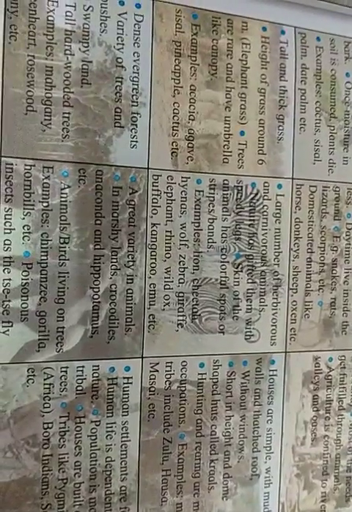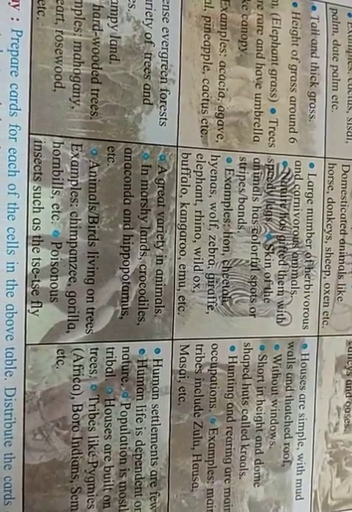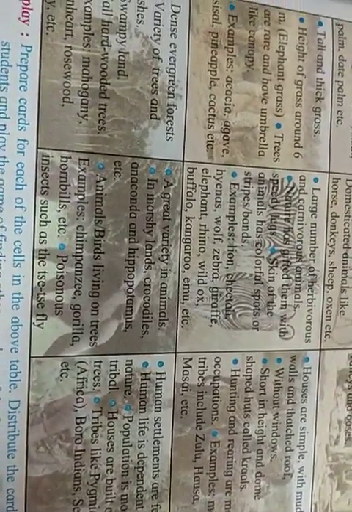Now the houses. Houses are simple with mud walls and thatched roof without windows, short in height, and dome shaped huts called kraals. Hunting and rearing are the main occupations. Examples, main tribes including Zulu, Hausa, Maasai, etc. You will discover this kind of tribal people here.